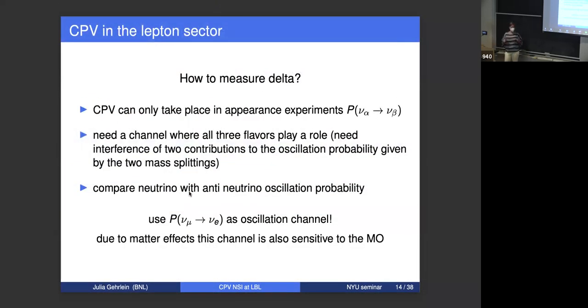So how does one measure CP violation in the lepton sector? CP violation can only take place in appearance experiments. These are experiments where you start with a neutrino of a certain flavor and detect neutrinos of a different flavor. If you look at disappearance experiments, where the final state flavor is the same as the initial state flavor, this channel is its own T conjugate, and since CPT is conserved, it's also its own CP conjugate.